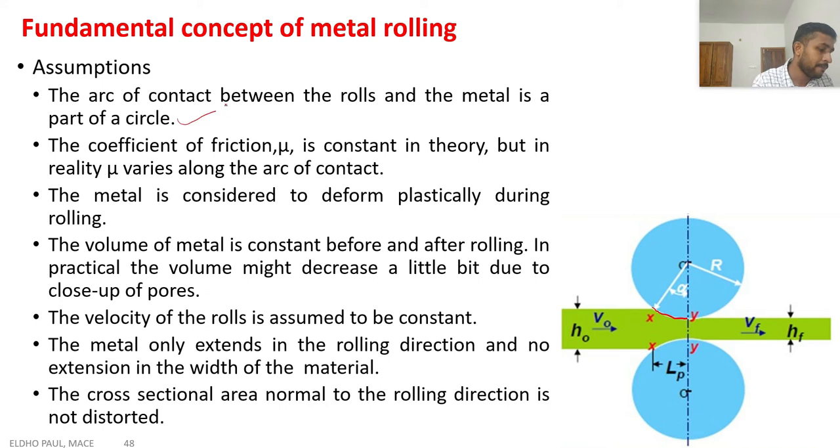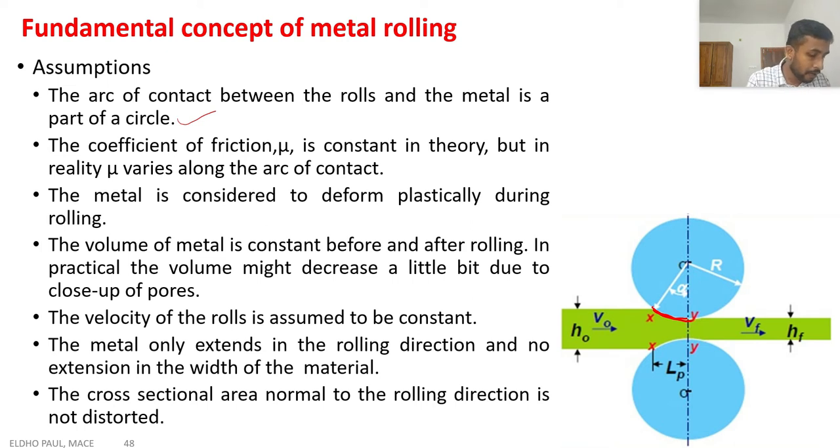The second one is that the coefficient of friction mu is a constant in theory, but in reality mu varies along the arc of contact. It is dependent upon the temperature. It is dependent upon the sliding motion between the workpiece and the roller. This mu value may vary, but throughout our problem we consider that over this arc of contact, the mu value is a constant value.